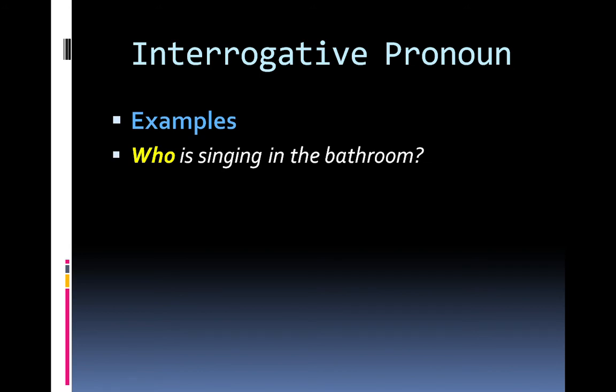Who is singing in the bathroom? This word who in this sentence is an interrogative pronoun. We'll first try to prove it as a pronoun. One way to do so is to make a simple answer to this question. Suppose Ahmad is singing in the bathroom. So Ahmad is the word for which this word who has been used in this sentence. And we know that Ahmad is a noun. So that makes who a pronoun. It's a word used in place of a noun.